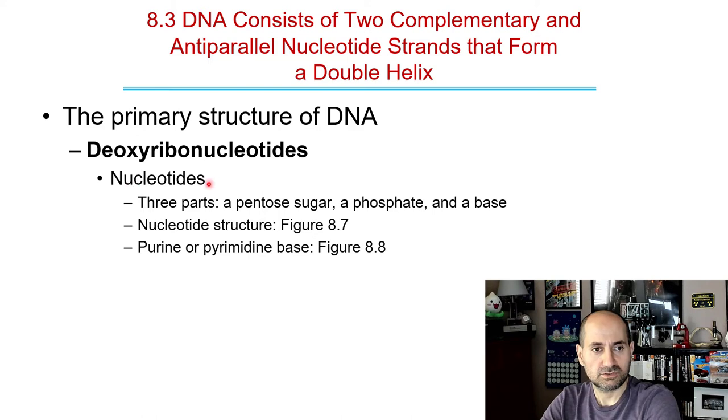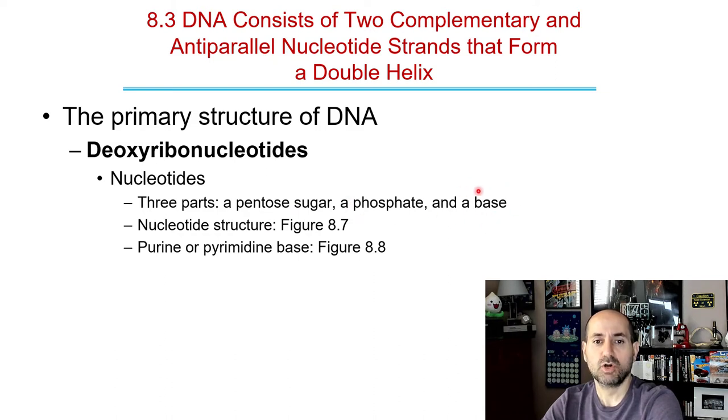We'll try to do another review here. So the nucleotides, again, are the building blocks of DNA and RNA. They're composed of three parts. There's three parts to a nucleotide. A pentose sugar, which there's two flavors. One pentose sugar called deoxyribose for DNA, and another pentose sugar called ribose for RNA. A phosphate group, and a base.